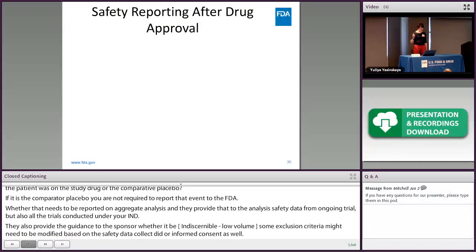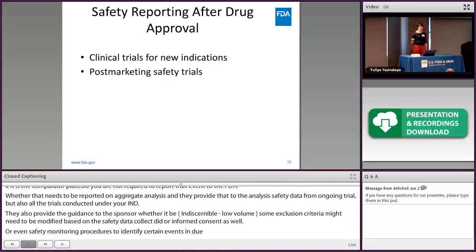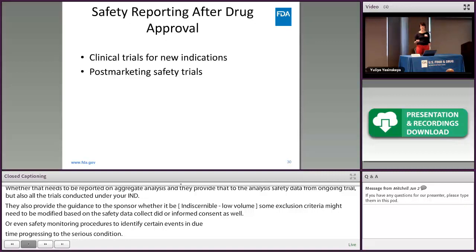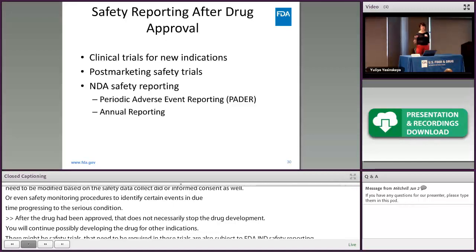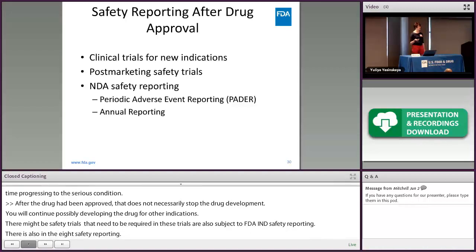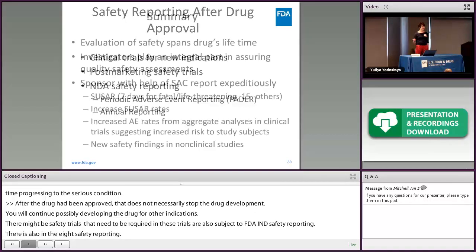After the drug has been approved, that doesn't necessarily stop drug development, right? You will possibly continue developing the drug for other indications. There might be post-marketing safety trials that are required, and these trials are also subject to FDA IND safety reporting. There's also NDA safety reporting. We expect that for drugs that are approved, safety data for the use of the drug in clinical trials, as well as in patients, is reported periodically and annually.